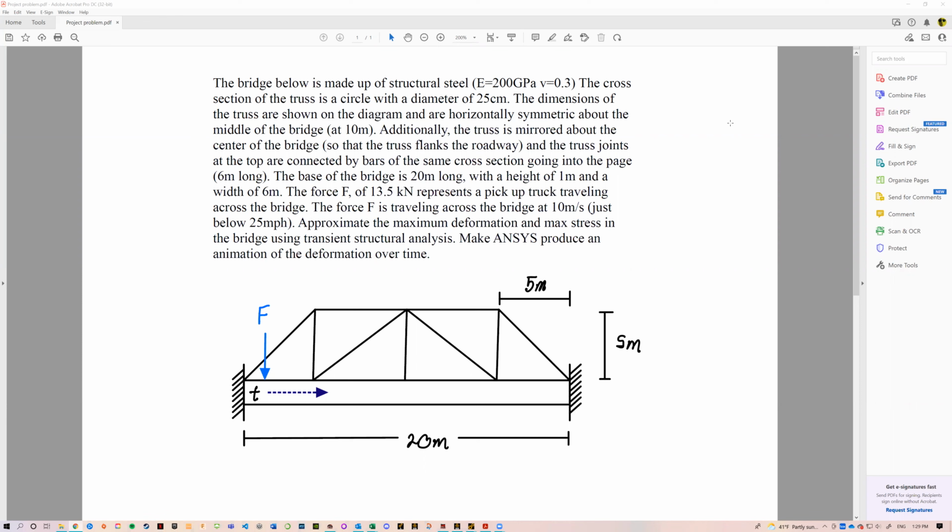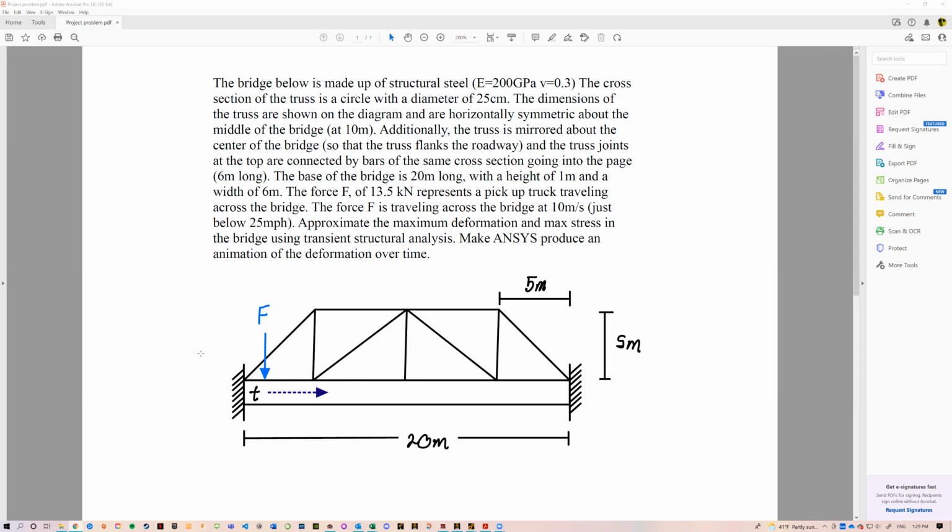The dimensions of the truss are shown below in the diagram, and they're horizontally symmetric about the middle of the bridge. They're also mirrored about the center of the bridge so that the truss flanks the roadway like on a normal bridge. The truss joints at the top are connected by bars of the same cross section going into the page. The base of the bridge is 20 meters long with a height of 1 meter and a width of 6 meters. The force of 13.5 kilonewtons is supposed to represent a pickup truck traveling across the bridge.